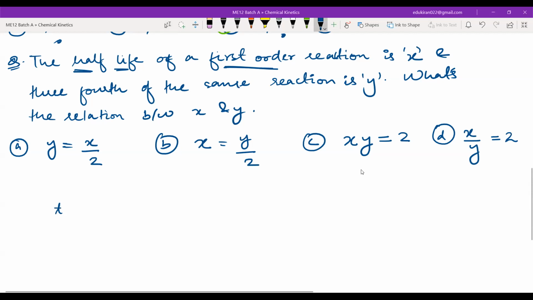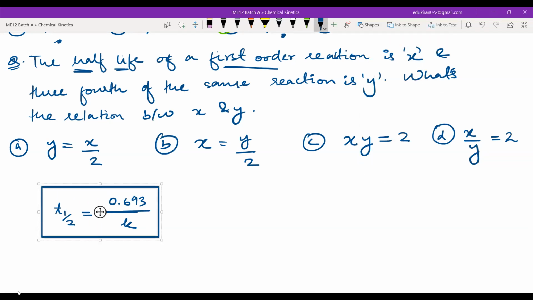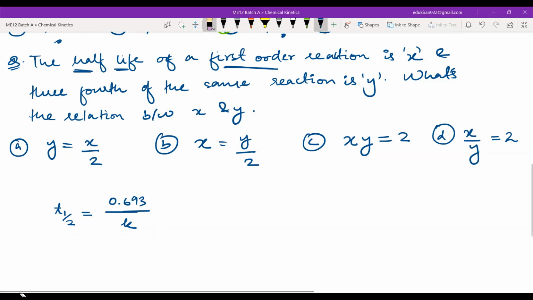So what is the half-life of a first order reaction? You don't remember that? 0.693. There is a formula. You have to remember this formula. Yes, you have to remember all this. T half is equal to 0.693 divided by K.